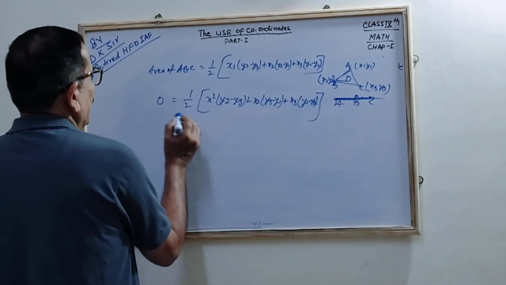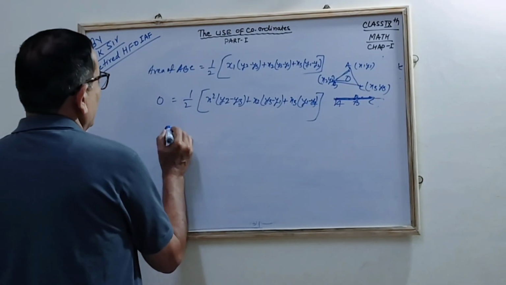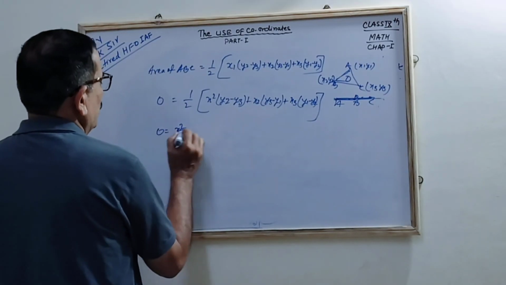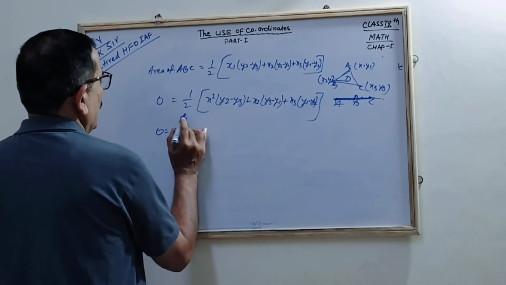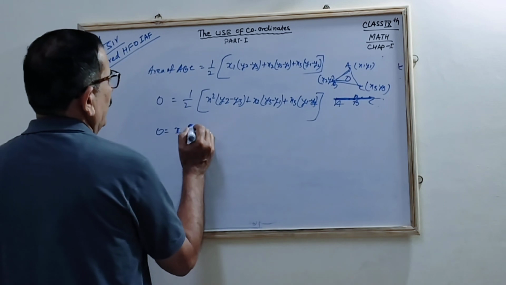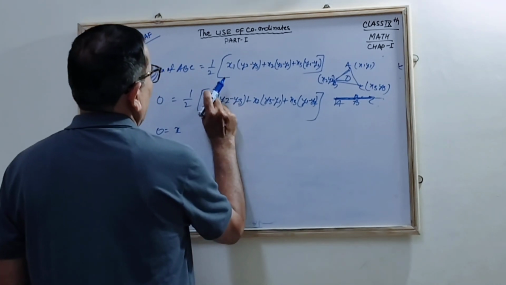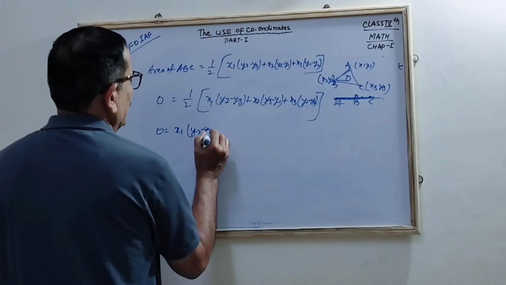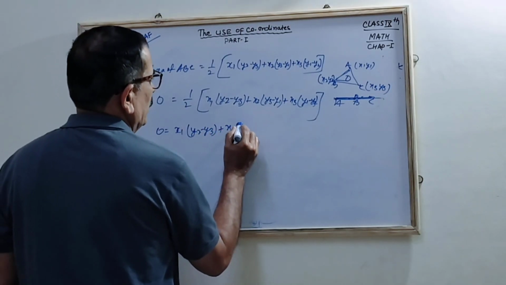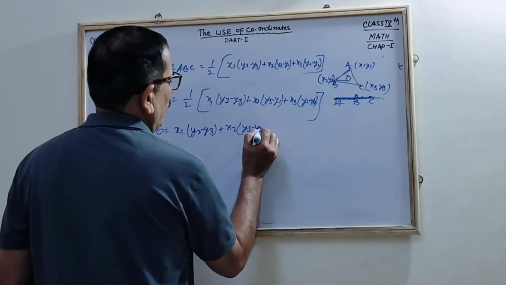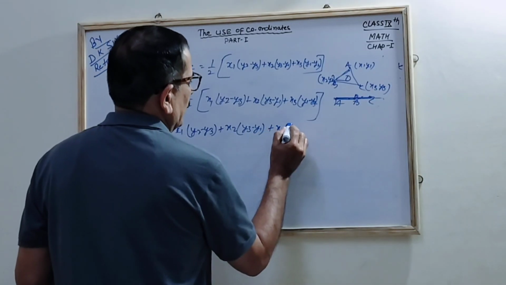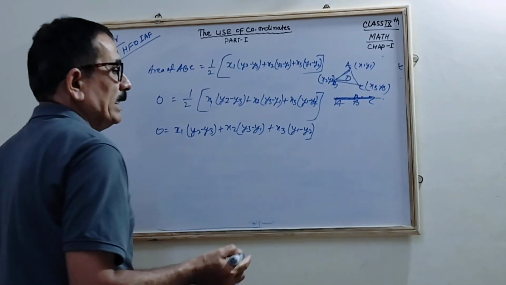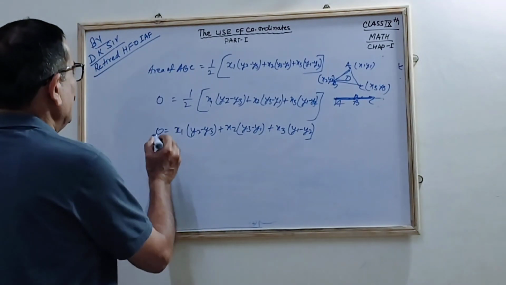So when you take it this side, now what will happen? Then you will find that you are going to get 0 is equal to x1 multiplied by (y2 minus y3) plus x2 (y3 minus y1) plus x3 (y1 minus y2). Means if it is to be checked, is it collinear?